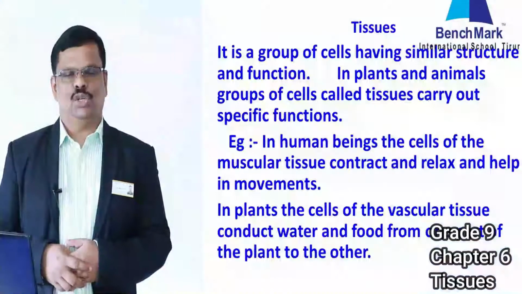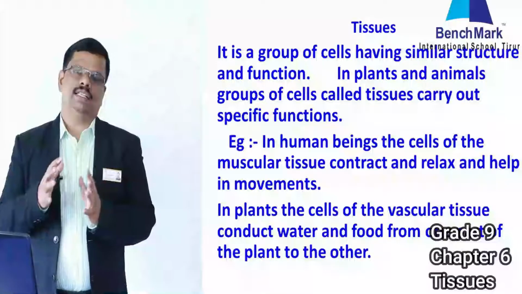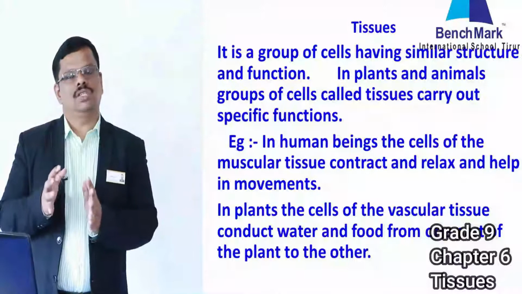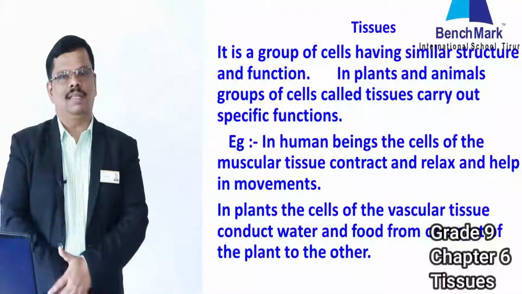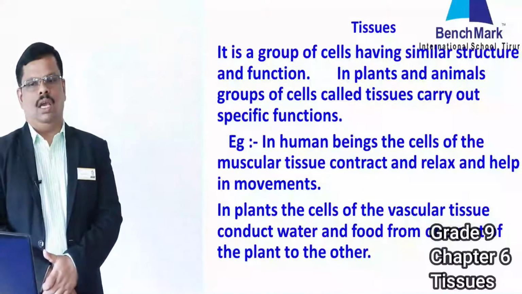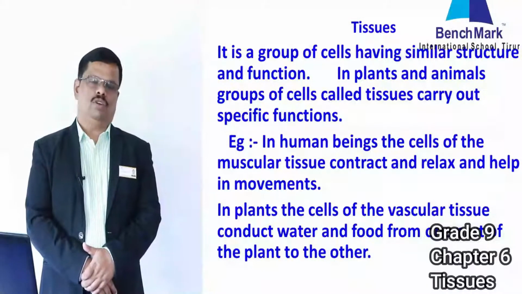So, when a group of cells combine together, what do we call it? Yes, it is tissue. That is the lesson which we are going to learn today. Tissues. What do you mean by tissues? Tissues are a group of cells having similar structure and function. Group of cells having similar structure and similar function. Okay, in plants and animals, they have specific functions.